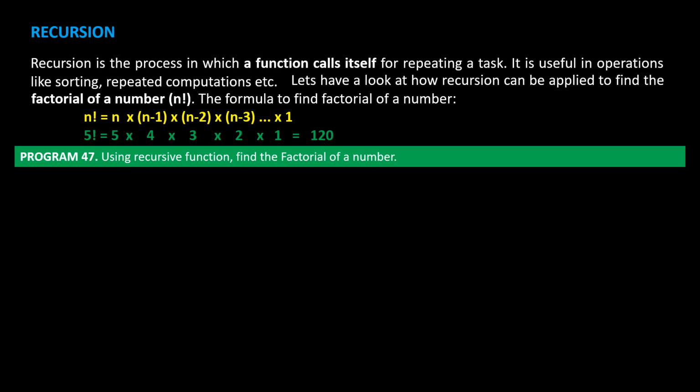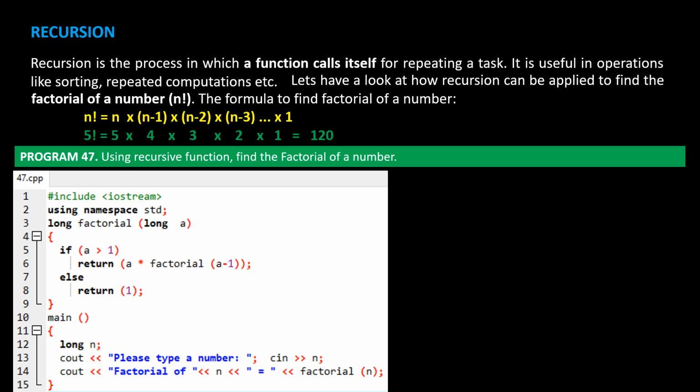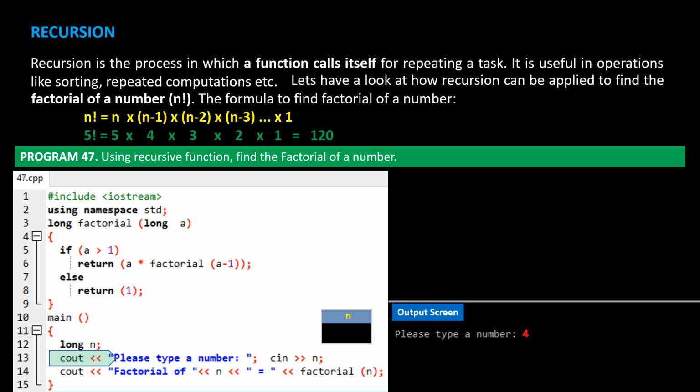Requirement is, using recursive function, find the factorial of a number. This is the program code. The function name is factorial. Program control enters the main function. Memory is allocated for long variable n. User is prompted to enter a number. I enter 4. It's stored in n.